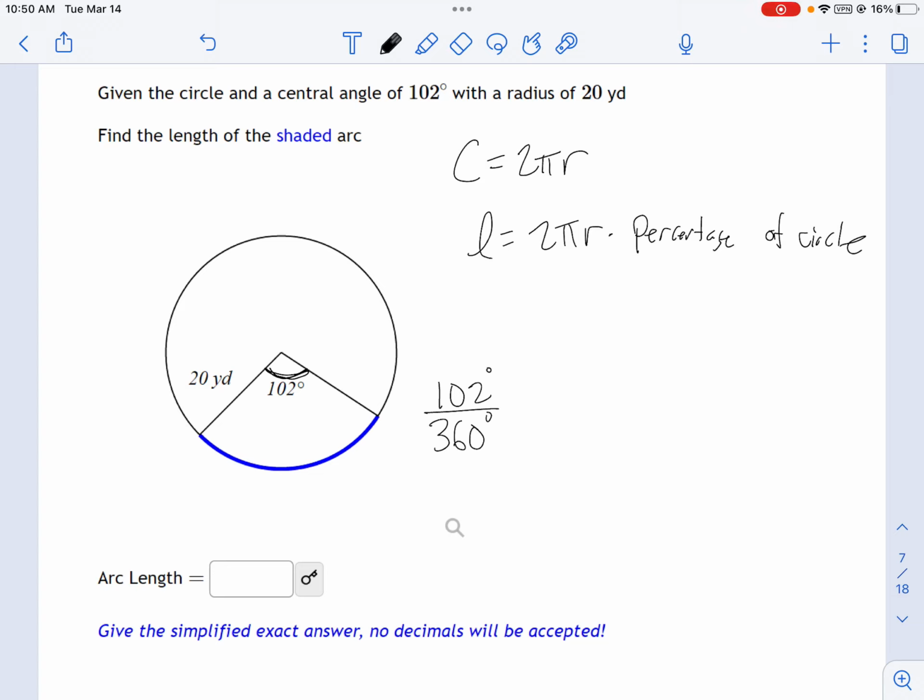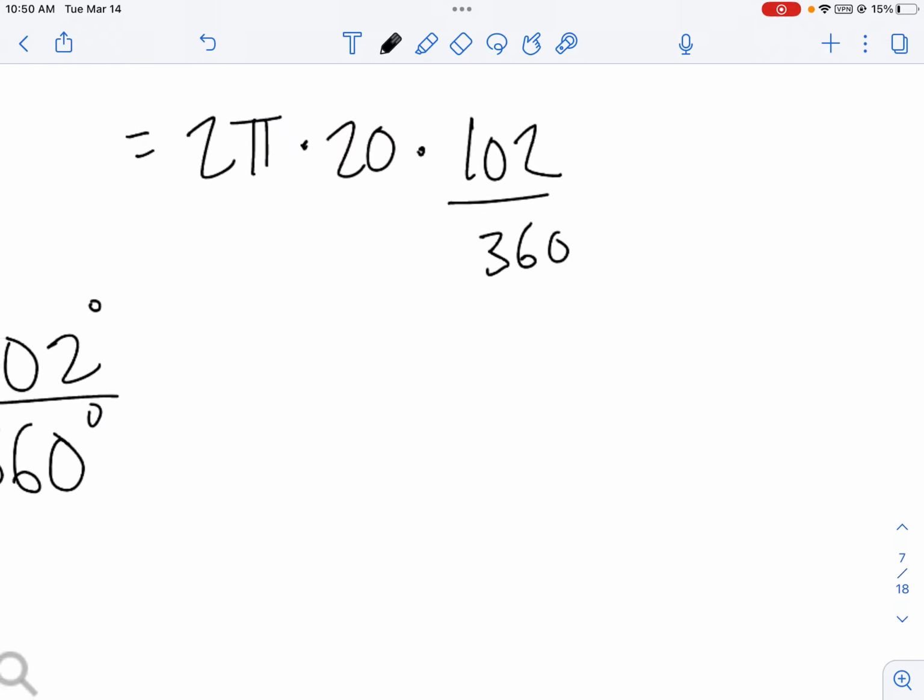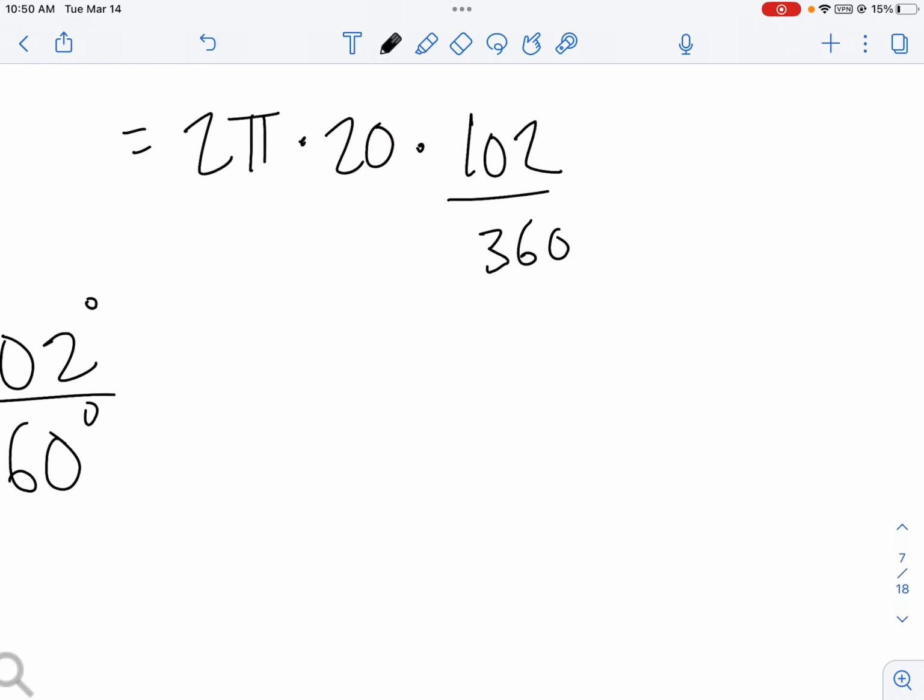So all we do is we say, okay, 2 pi r, and we know our radius is 20. We're told that it's 20, so then it's 2 pi times 20 times our amount of circle we have, 102 over 360. And that's it, right? You've now found essentially your answer. You just got to simplify it down. So 2 times 20, that's 40, right? So 40 pi times 102 over 360.